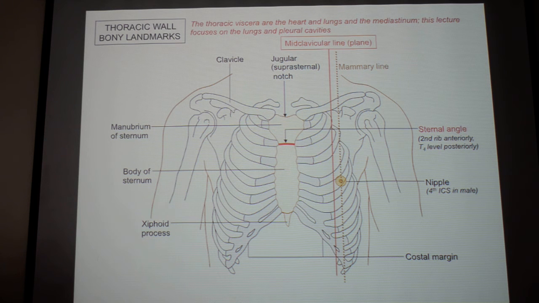But this mammary line can traverse down. So these ectopic nipples, ectopic breast can be anywhere. Right? But let's not talk about it today. When we'll be talking about the breast next year, there we will talk about that.